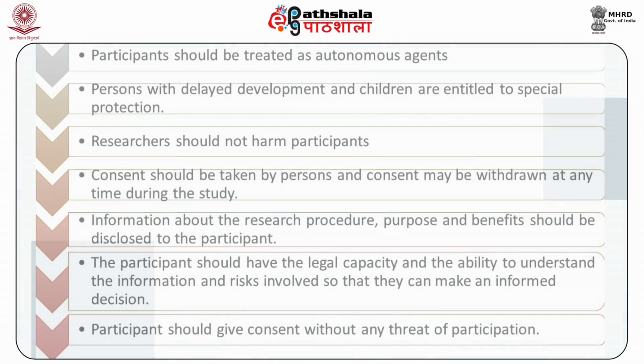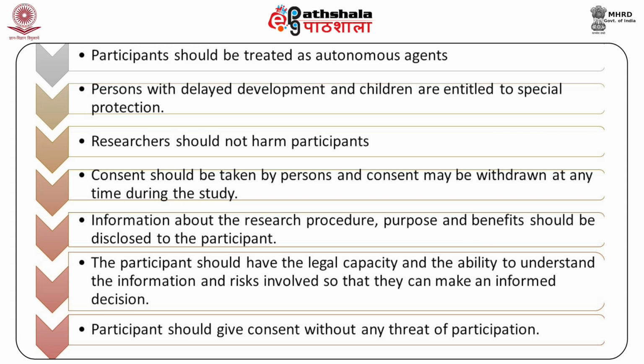The National Commission for the Protection of Human Subjects of Biomedical and Behavioral Research in 1978 identified 3 ethical principles and guidelines for protection of human subjects. Participants should be treated as autonomous agents. Secondly, persons with delayed development and children are entitled to special protection. And thirdly, researchers should not harm the participants in any way.